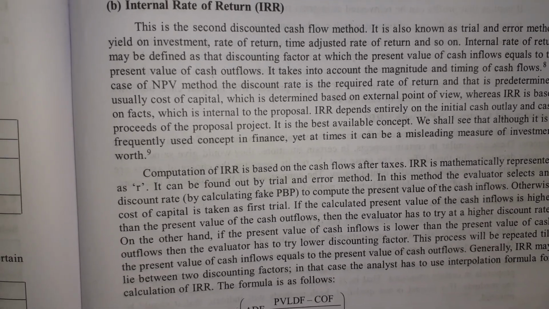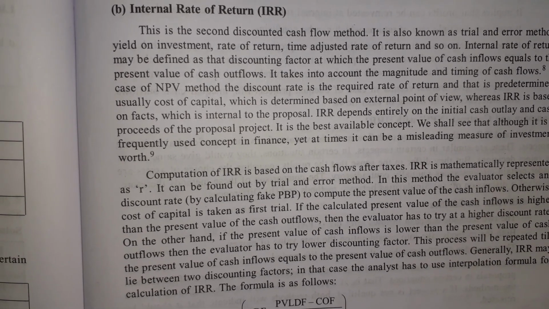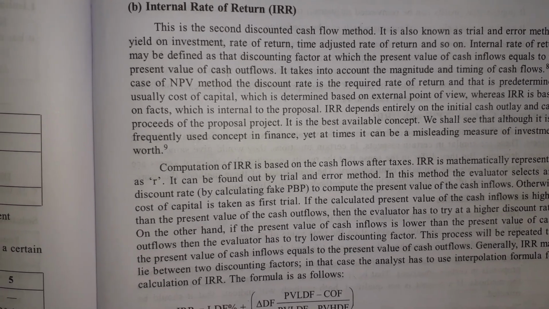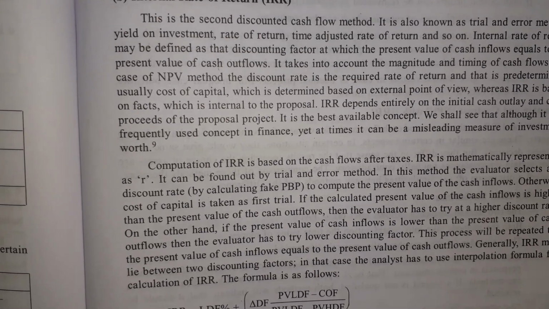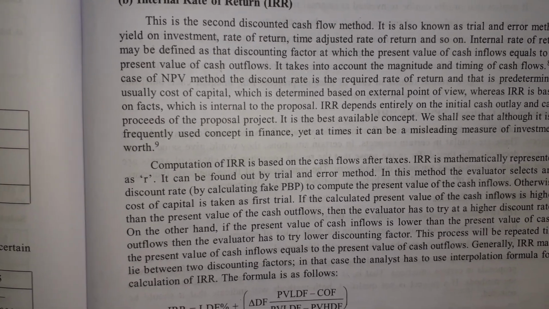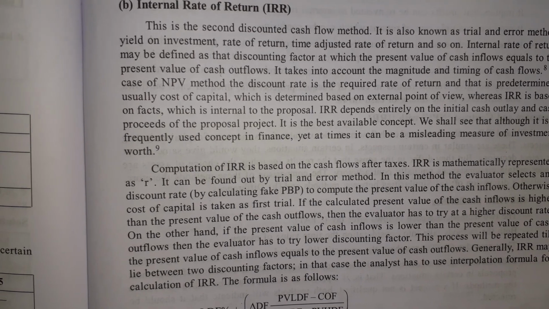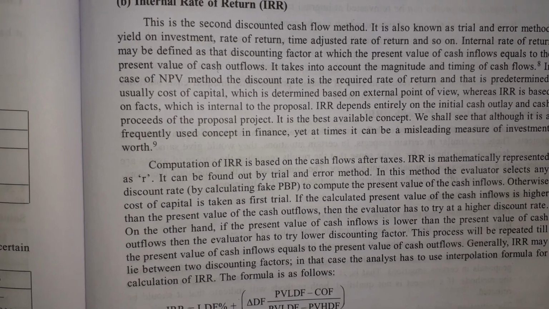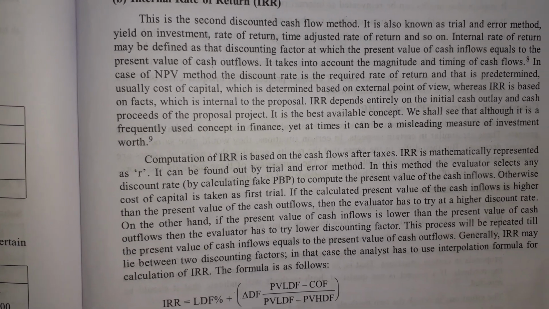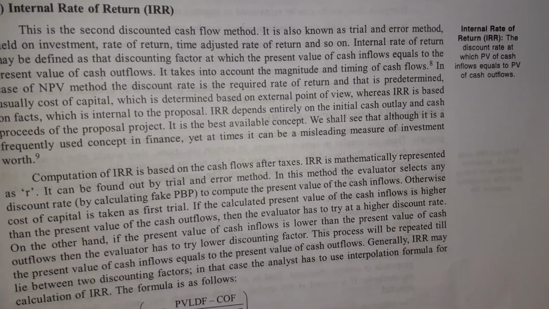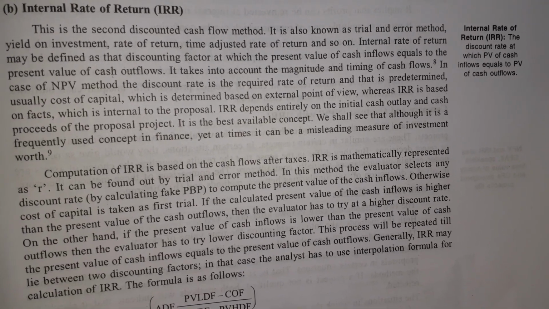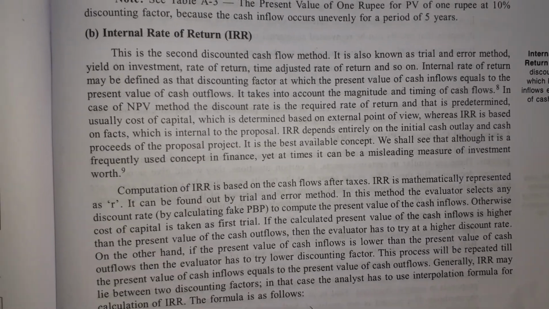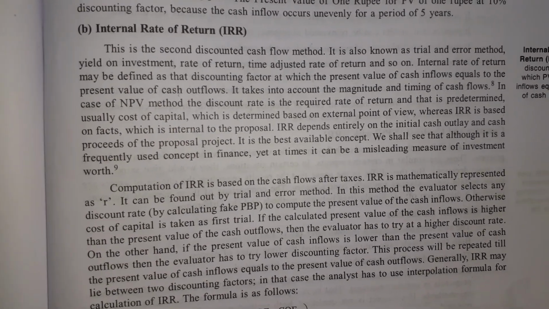So here, what is internal rate of return? Internal rate of return is the rate which makes your NPV 0. That means the internal rate of return makes your cash inflows and cash outflows equal. How do we say that? The discount rate at which the present value of cash inflow is equal to the present value of cash outflow is called the IRR.